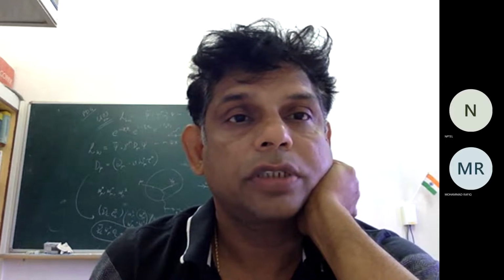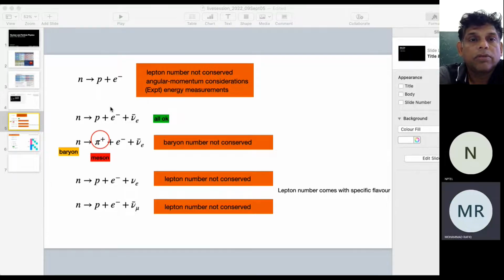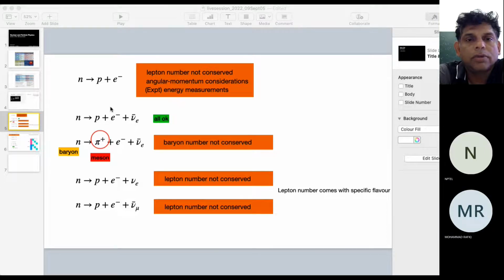Yeah, I think so. For example, I can share some things and then we can discuss further. Can you see the screen? Yes, sir. So let's take this reaction. This is basically the beta decay. For example, if you take it to be n going to p plus e minus, what's wrong with that? That's okay in terms of conservation numbers.